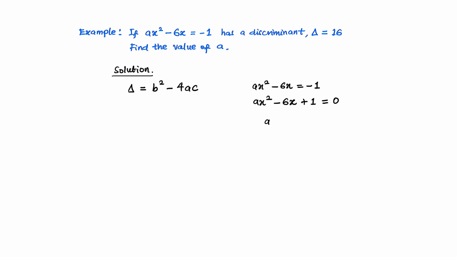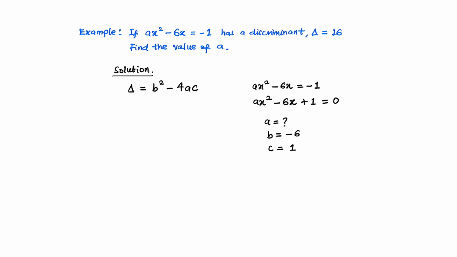The value of A is unknown. The value of B equals negative 6. Important, do not ignore the negative. And the value of C equals 1. Had we not rewritten this equation in the standard form, we may have made a mistake of writing the value of C as minus 1, which would have been a wrong value.